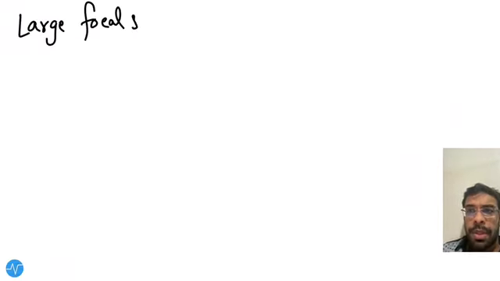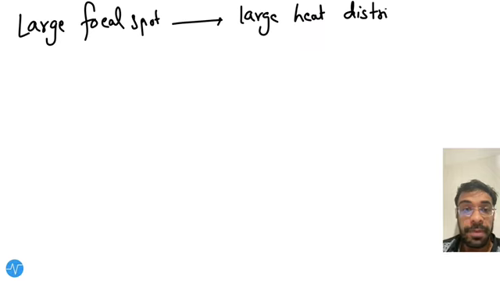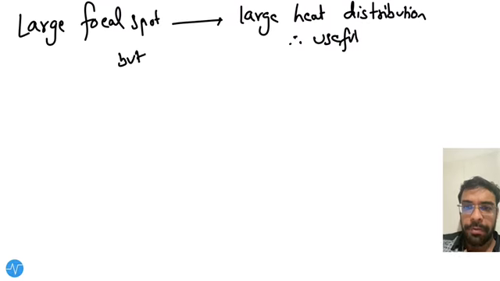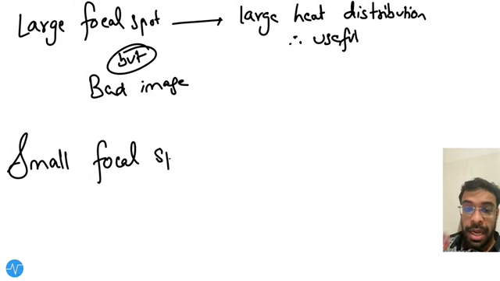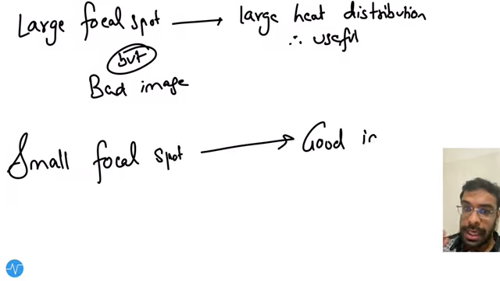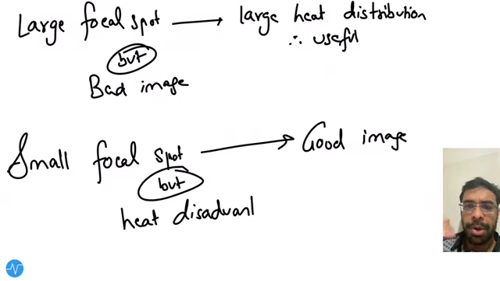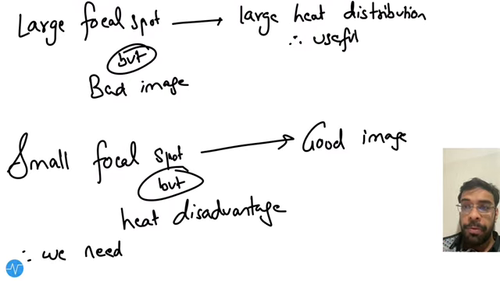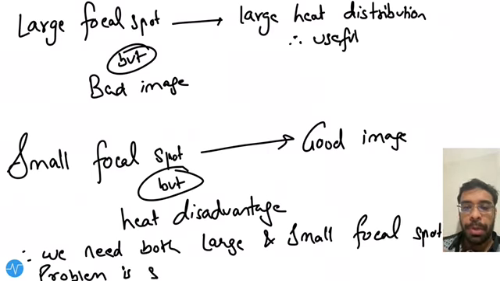With a large focal spot, there will be large heat distribution, which is very useful because the heat produced on the large focal spot area will be distributed over a large area. But the image is bad. If there is a small focal spot, then the image will be very good, but the heat will be very high and not distributed properly. Now we need a large focal spot for large heat distribution and a small focal spot for a good image. We need both. Now this problem is solved by the line focus principle.